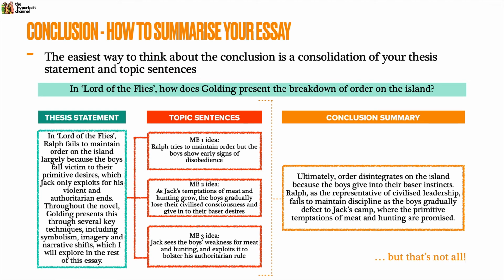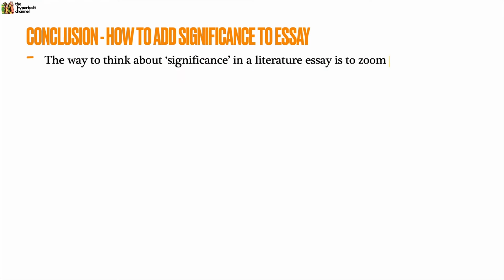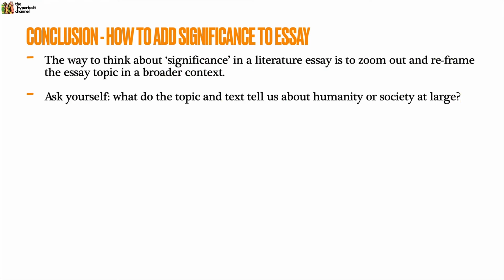But as we mentioned just now, there's also something called a significance section. So let's move on to look at how we can add significance to an essay. The way to think about significance in a lit essay is to zoom out and reframe our essay topic in a broader context. So ask yourself, what do the topic and text tell us about humanity or society at large? It's always about linking it back somehow to human nature or society and the world.